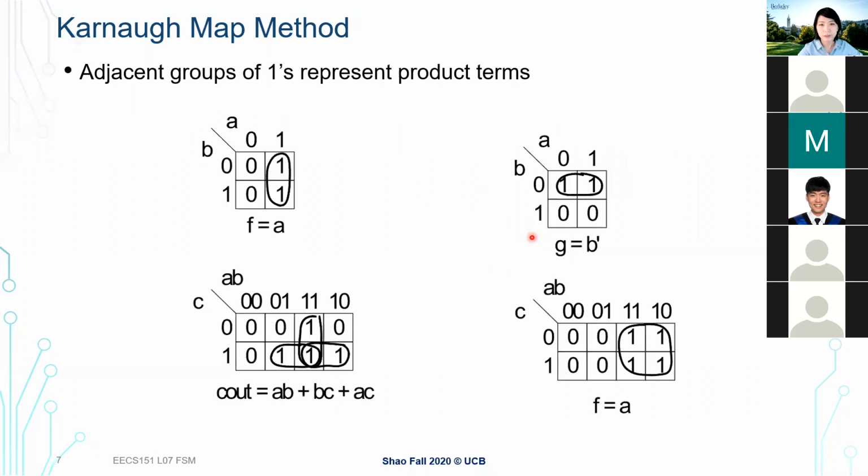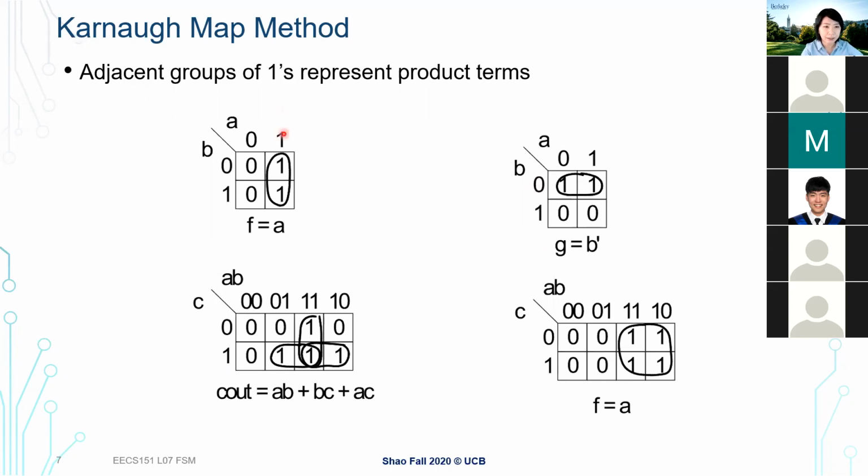So why is this useful? With this adjacency visually presented in this kind of 2-dimensional table format, it's much easier, compared to the truth table format that we have seen before, to find the opportunity to group cells together, basically applying the uniting theorem that we discussed earlier.